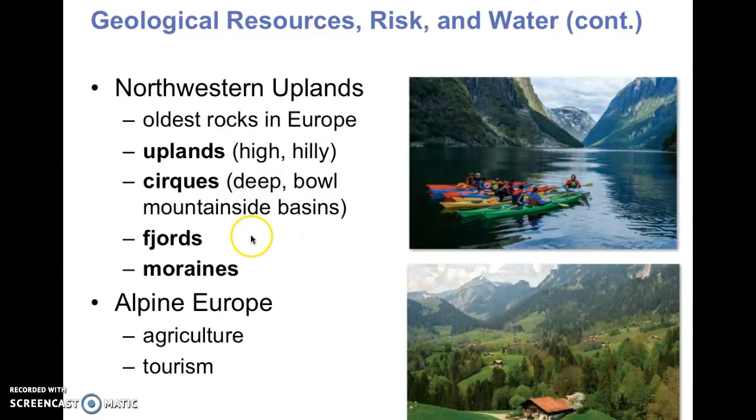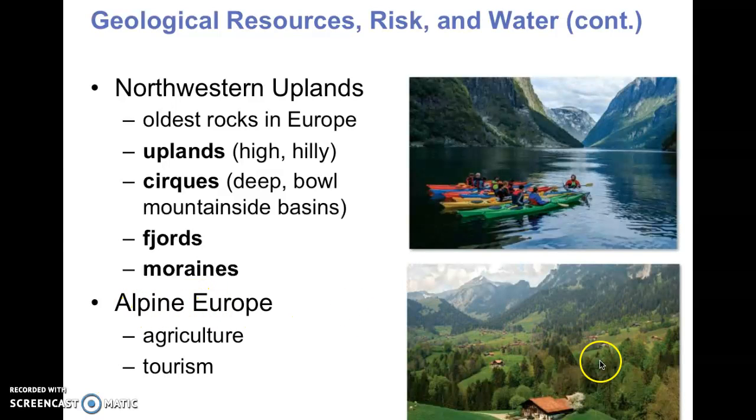And they've retreated and created these deep valleys. And moraines, which are the debris left when glaciers retreat. So there's rocks and gravel and boulders and large things like that that are left as they retreat, which mark the retreat of the glaciers.